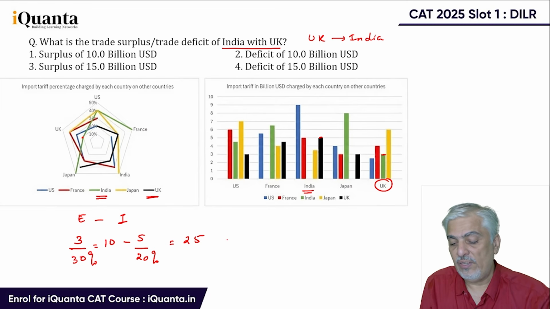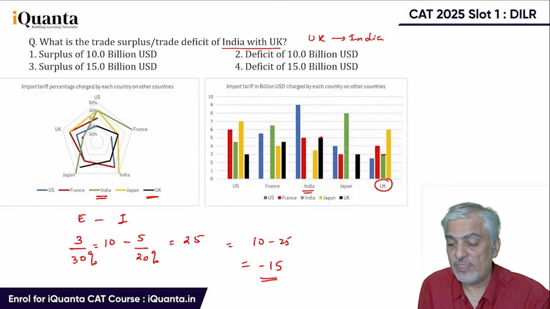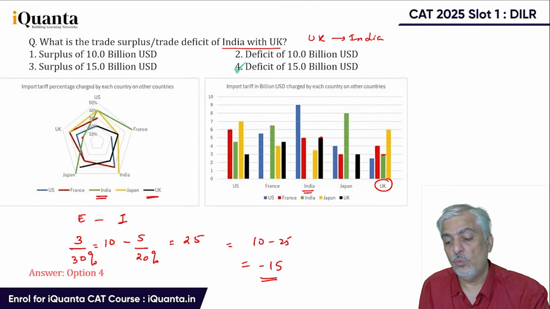10 minus 25 will be negative 15. So negative 15, which means there's a trade deficit. Trade deficit of how much? 15 billion USD, which will be the fourth option, right?